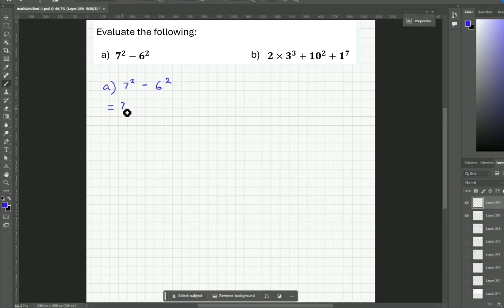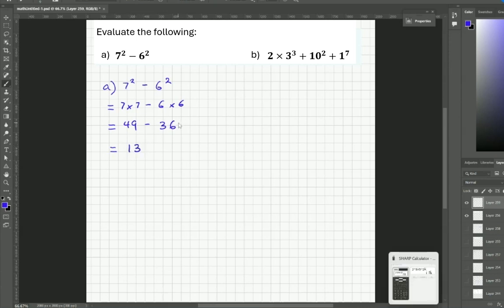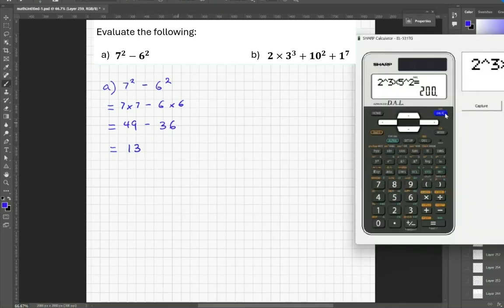This is equal to 7 times 7, 2 here, 2 there, minus 6 times 6. Remember we have to do these multiplications first. So what's 7 times 7? Well, that's 49. What's 6 times 6? Well, that's 36. What is 49 minus 36? Well, that's just 13.